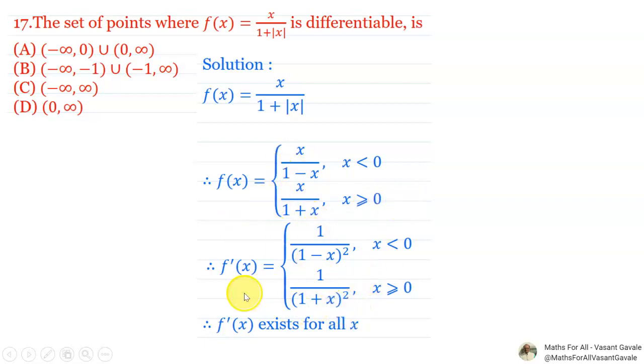Its differentiation, that is f dash of x, f dash of x is equals to 1 upon 1 minus x bracket square where x is negative, and f dash of x is equals to 1 upon 1 plus x bracket square where x is greater than or equal to 0. f dash of x exists for all x. Okay, and therefore option C is correct here.